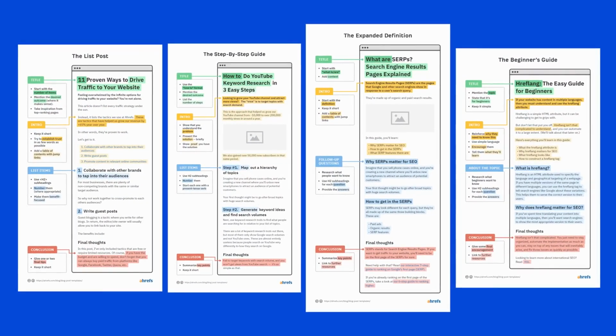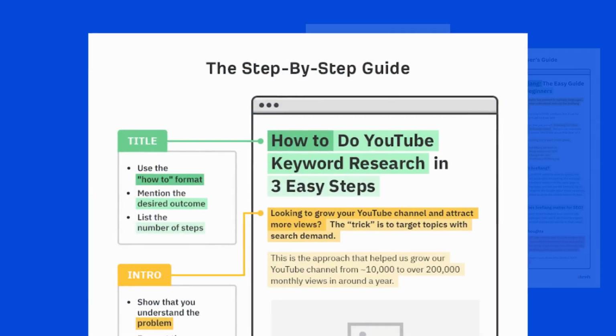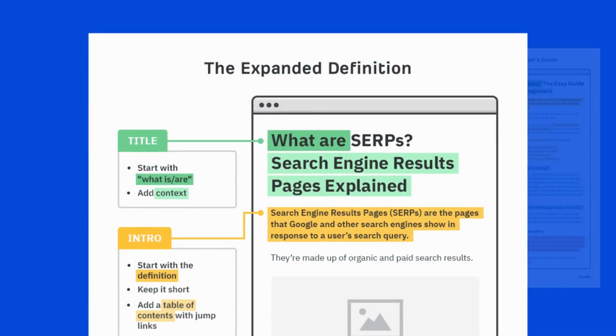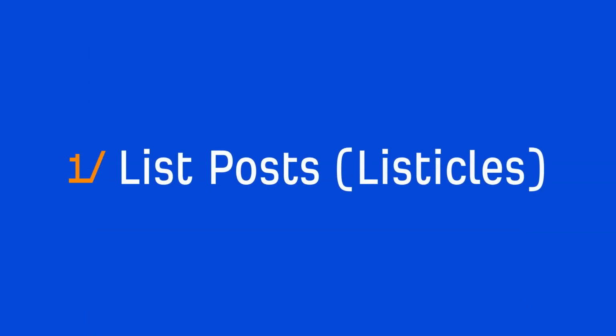Today, I'm going to give you 4 blog post templates to write better SEO content and increase your chances of ranking higher in Google. And the blog post types we'll cover include list posts, step-by-step guides, definition posts, and beginner's guides. Let's get started with list posts or listicles.